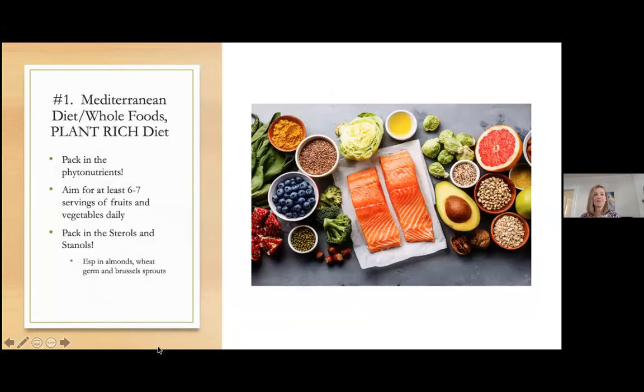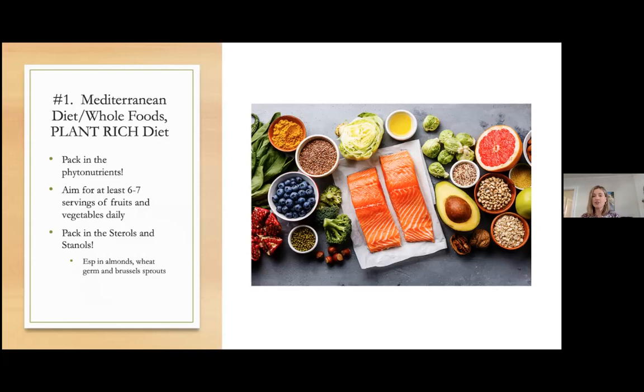So there are several things that we can do. Let's go through the changes that we can make in our diet that are going to give us the best possible outcomes and the best heart health. Number one is a Mediterranean diet, this whole foods, plant-rich diet. It doesn't have to be a vegan diet, doesn't have to be 100% plant-based, but lots of plants.